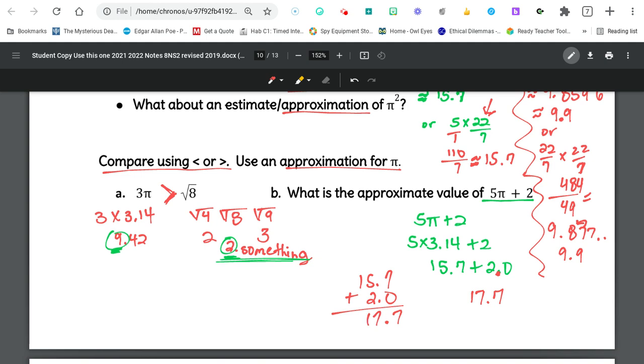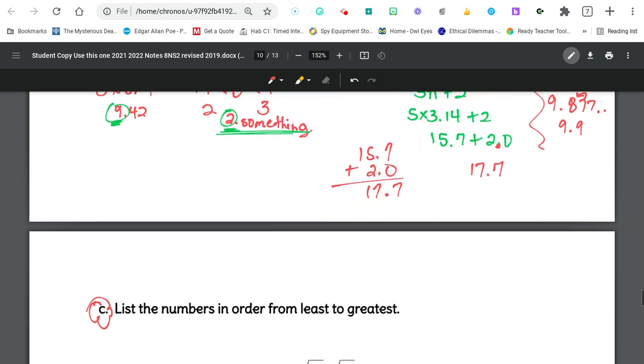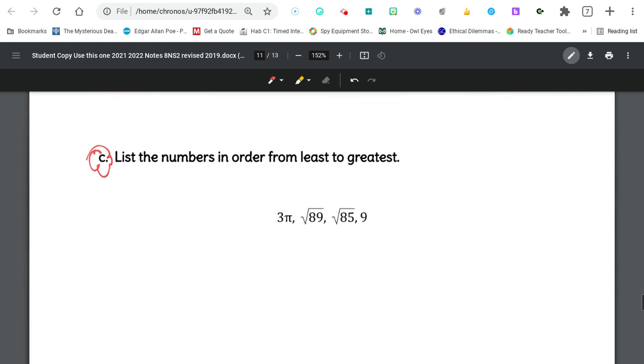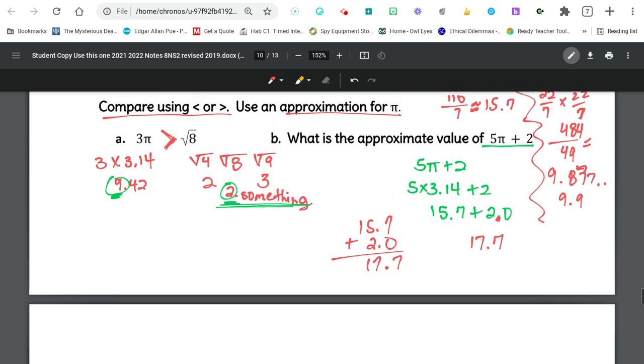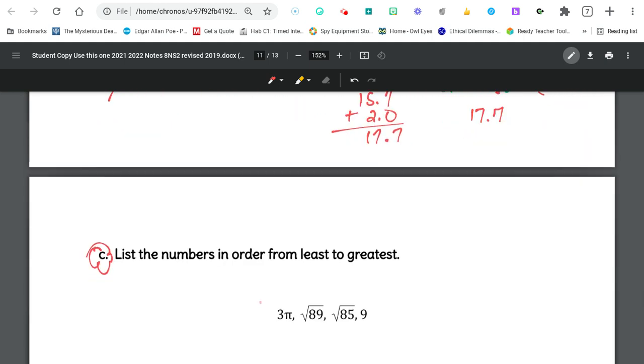And that's how you approximate with an expression containing pi. Last one, it says list the numbers in order from least to greatest. Well, I'm not going to redo 3 pi. 3 pi was already 9.42. It's already on another page. Okay, so that was 9.42.